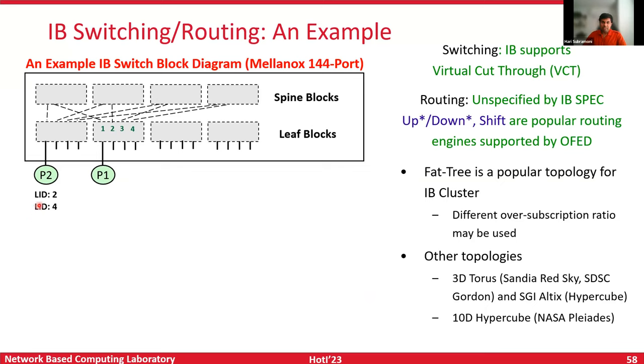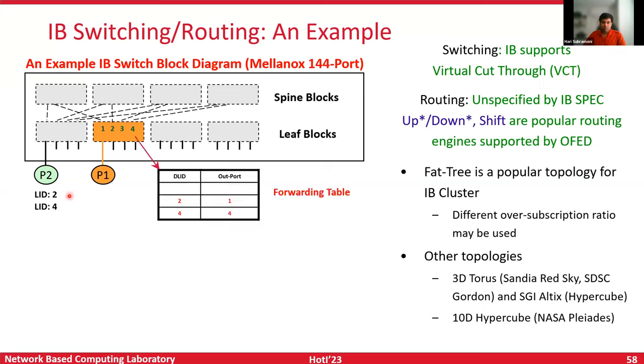Now, as I mentioned, the local identifier or LID is the basic addressing mechanism for switching in IB. Suppose P1 wants to send a message to P2. So what would happen is that P1 will have to populate the packet with P2's LID, and that LID will be used for switching decisions in the network. Let's assume that P2 has an LID of 2. So assuming that the network has already been set up correctly, each switch will forward the packet to the appropriate peer switch to make sure that the packet reaches the target.